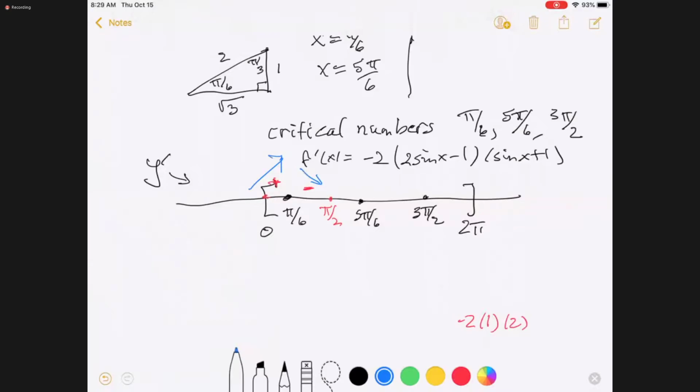And then, okay, what's the number in between 5 pi over 6 and 3 pi over 2? Well, pi's in there. I can use that. And let's see, that's going to be -2 times -1 times 1, which is +2. So plus. Oh, I like to do that in blue. And then finally from 3 pi over 2 to 2 pi. Well, how about I just use 2 pi?